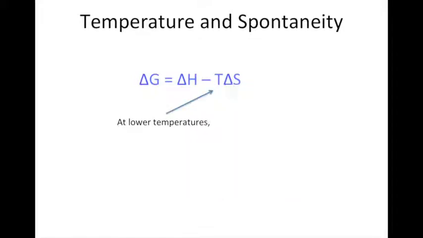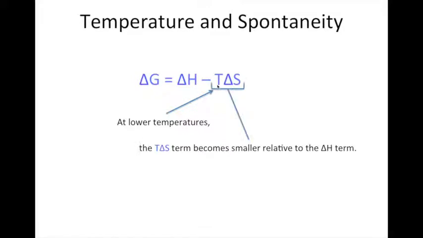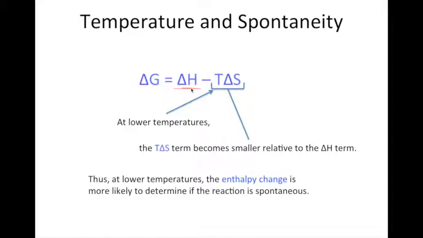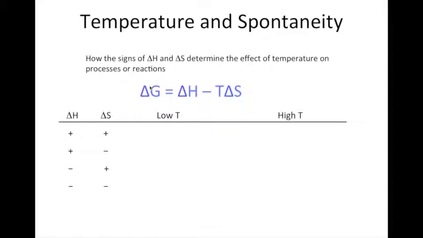Okay? And conversely, at lower temperatures, this T delta S term will be smaller relative to our enthalpy change. So at lower temperatures, the enthalpy tends to determine whether the reaction is spontaneous or not. So at high temperatures, the entropy term tends to dominate and determine whether the reaction is spontaneous or non-spontaneous. At lower temperatures, it's our enthalpy change that tends to dominate and determine whether delta G is positive or negative. So let's illustrate this by filling in this chart.